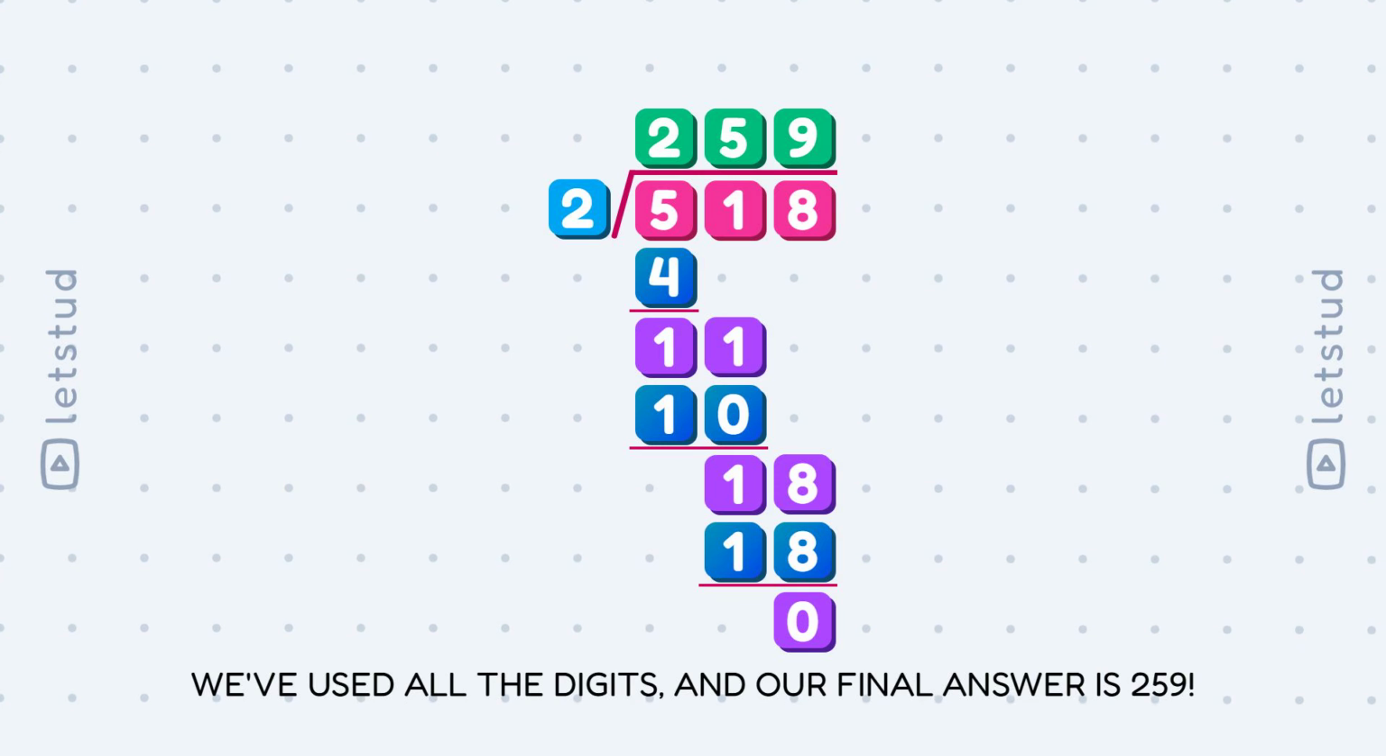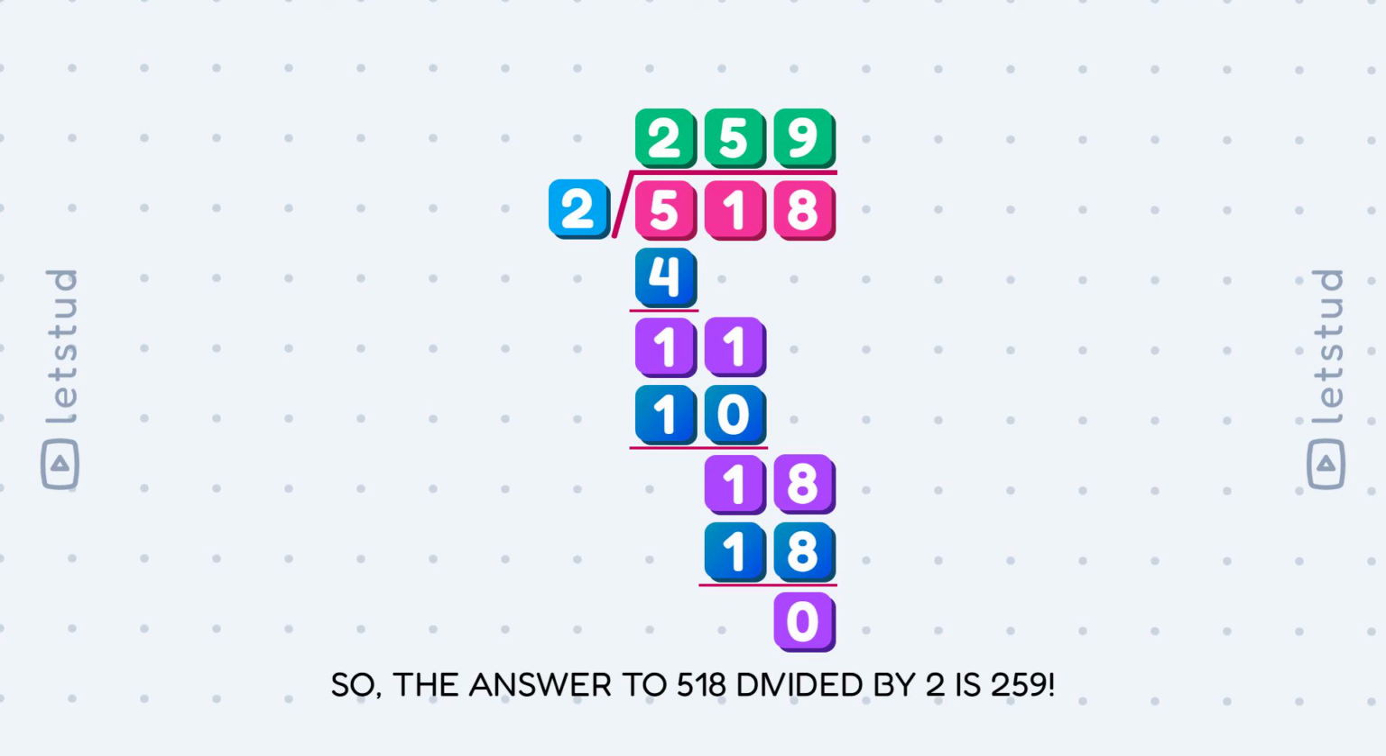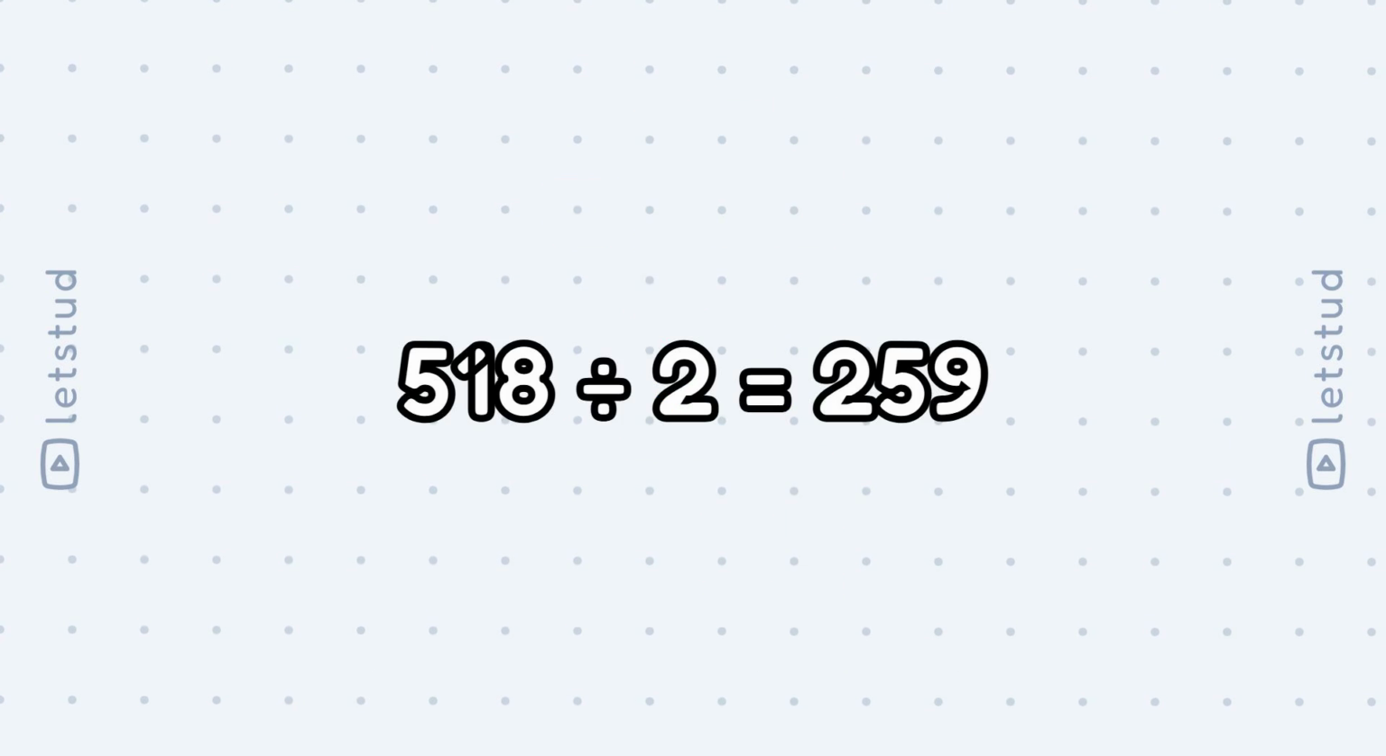We've used all the digits and our final answer is 259. So the answer to 518 divided by 2 is 259. Great job, everyone! We learned how to break down a big number like 518 into smaller parts to divide it by 2. Remember, every division problem can be solved step by step just like we did. Keep practicing and you'll be a long division whiz in no time.